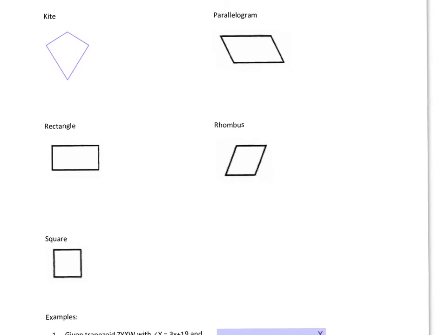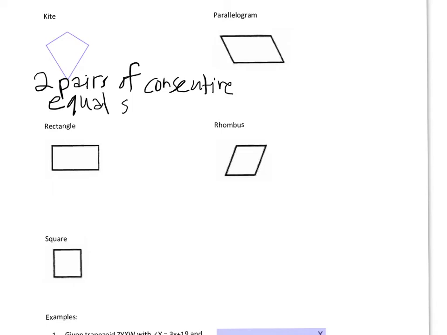So first we have a kite, and a kite has 2 pairs of consecutive, so one right after another, equal sides. And so if we look at our picture, we can kind of see for this side, it looks like the one right next to it that's equal would be that side, and then for this side, the one right next to it would be equal as well. So that's what defines a kite. If you have a figure that has 2 pairs of consecutive equal sides, you know it's a kite.